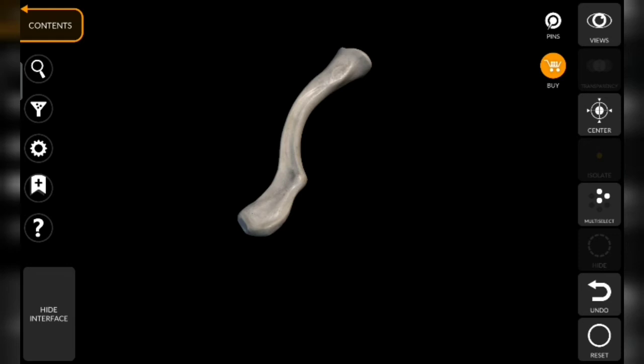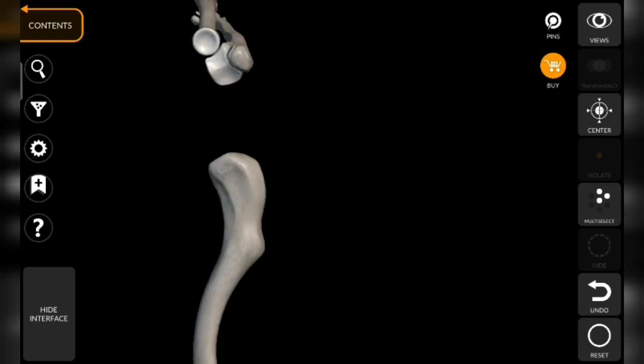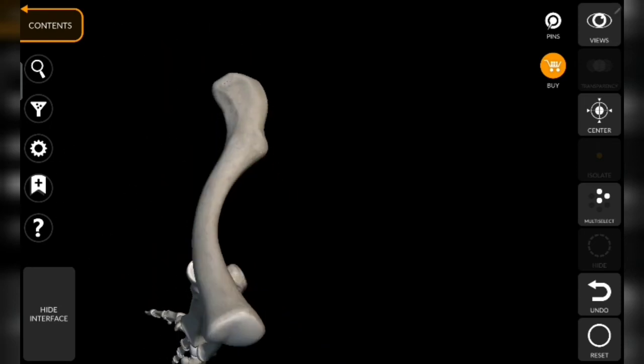Occasionally there may be a secondary center for the acromion. We have already talked about the clavicle. On the inferior aspect, you can see the conoid tubercle. This is the conoid tubercle.